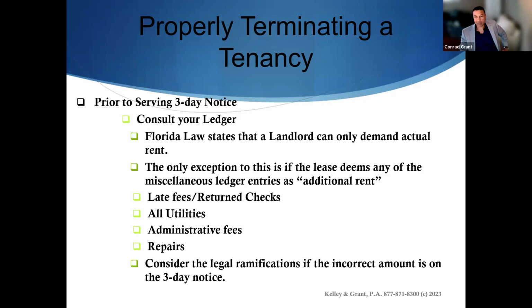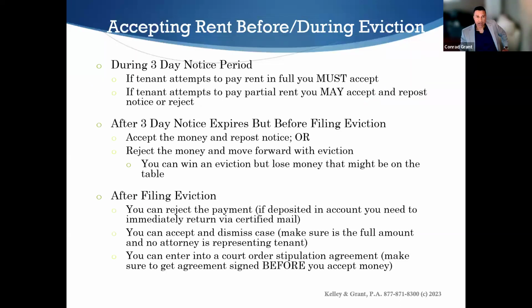Florida law states that a landlord can only demand actual rent, and I talked about this already, about how to deal with additional rent. If your lease deems it additional rent, then you can make late fees, return checks, utilities, repairs, and so on. If they are additional fees, you can make them additional rent. If that language is not there, you cannot include it. So here's what you need to know. Let me highlight a few things.